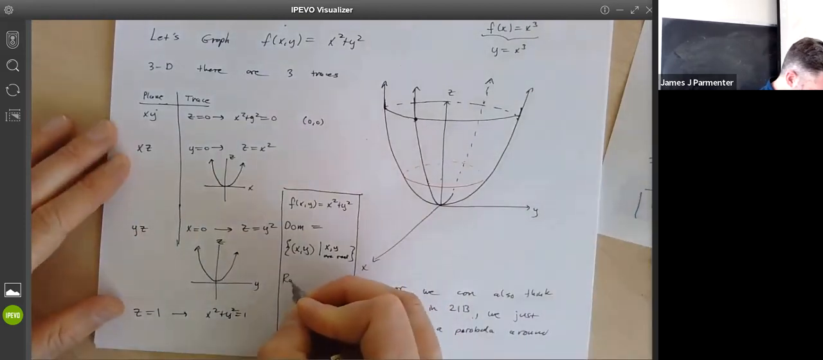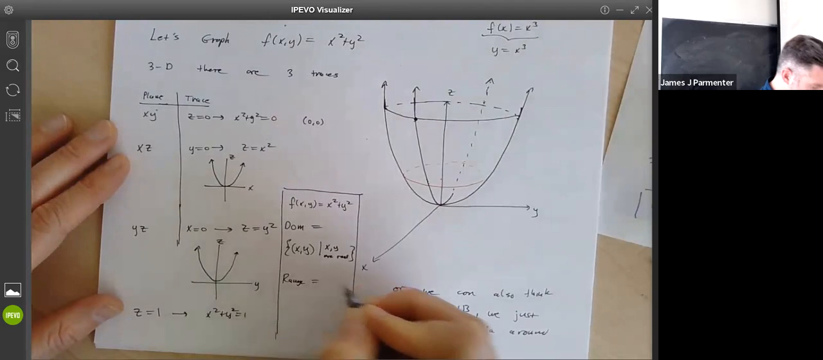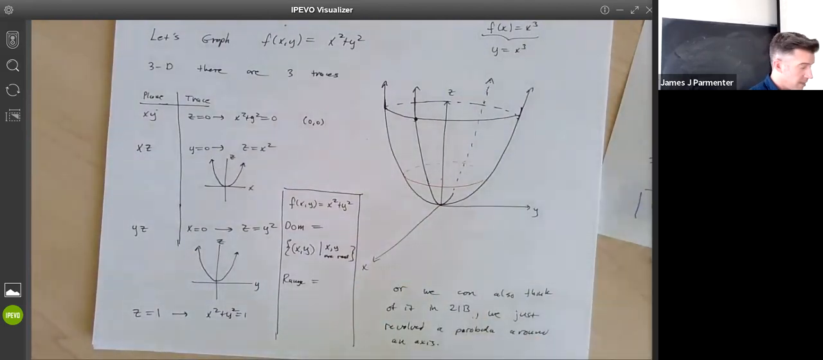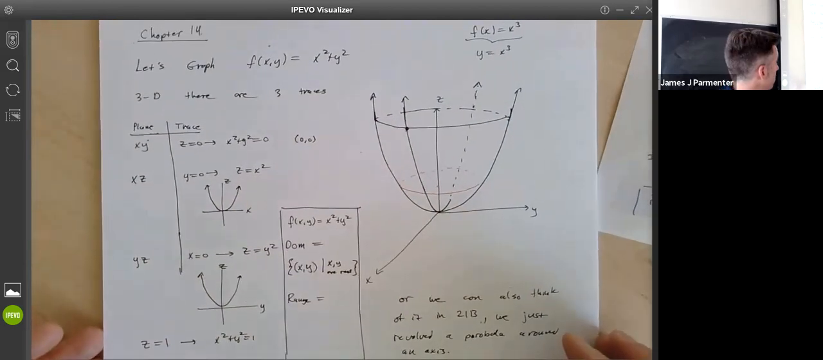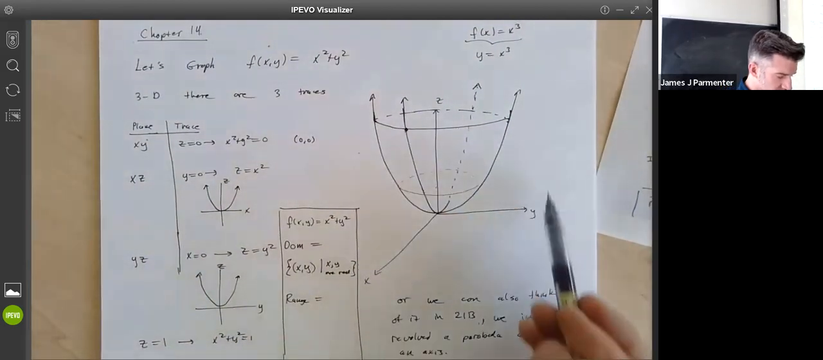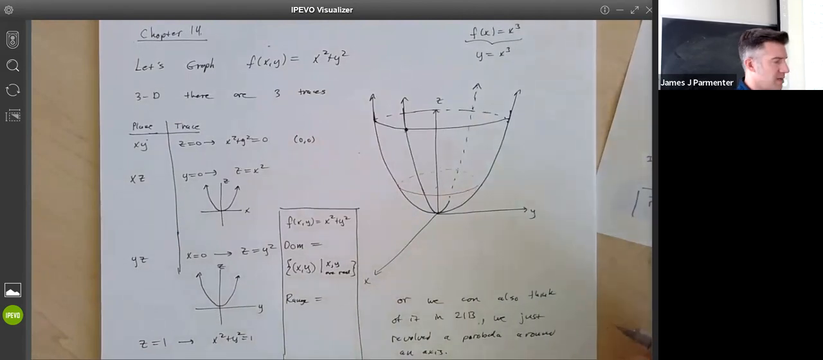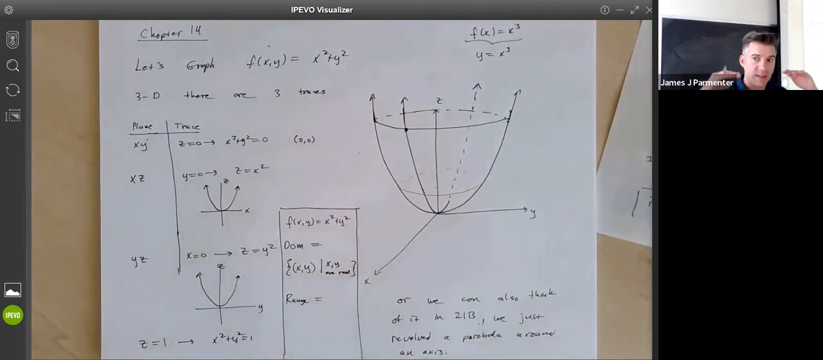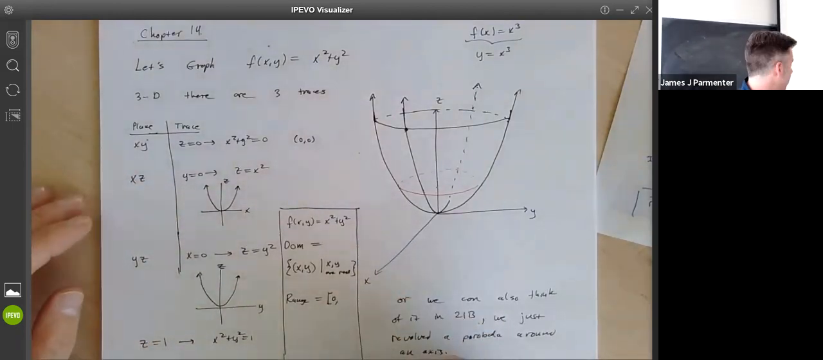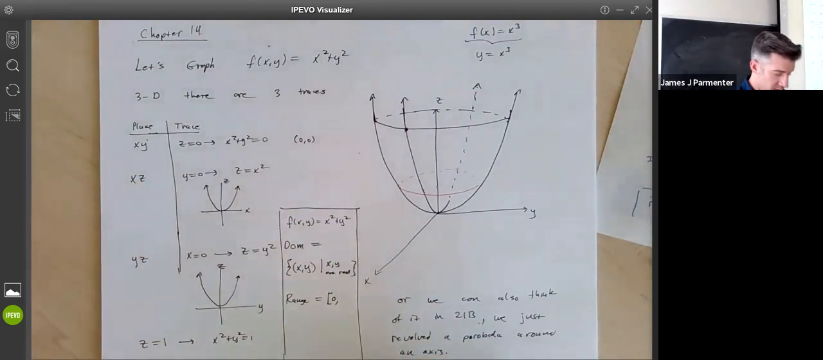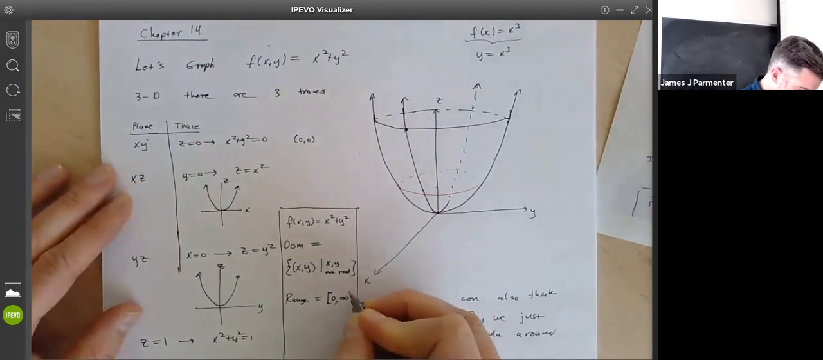The range, on the other hand, is all possible output values. And the output values still are just single numbers, right? They're not coordinate pairs. So looking at this function, what kind of z values can we get? In fact, I should ask, what's the smallest z value that we can get for this function? 0 is the smallest, right? It can't be negative. So the range has a lowest possible value of 0, and then it does get larger and larger and larger without bound. So the range here is 0 to infinity.